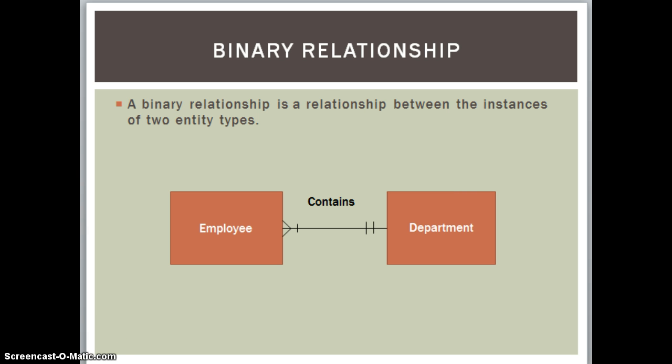A binary relationship is a relationship between the instances of two entity types. In the example, we see that a department can contain a minimum of one to maximum many employees, whereas employees can only belong to one department.